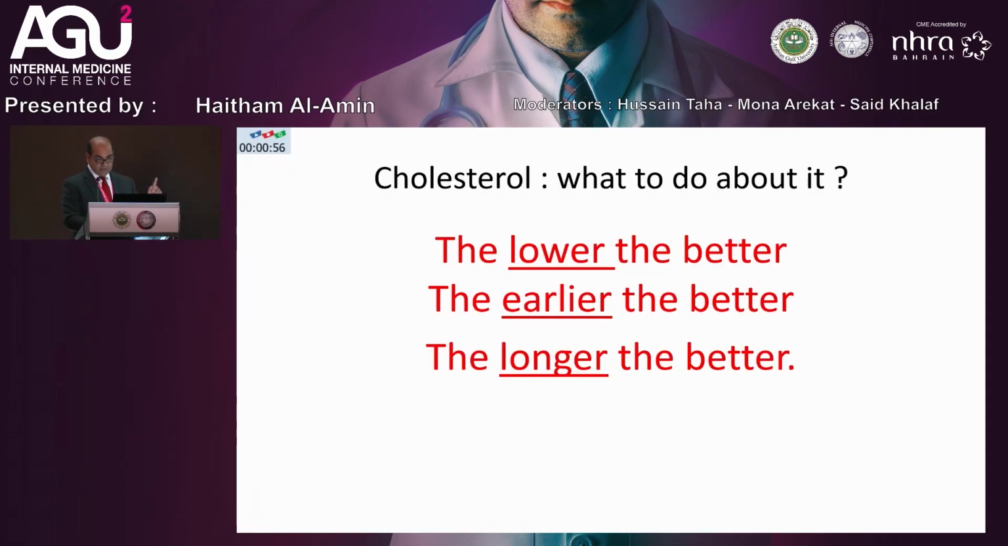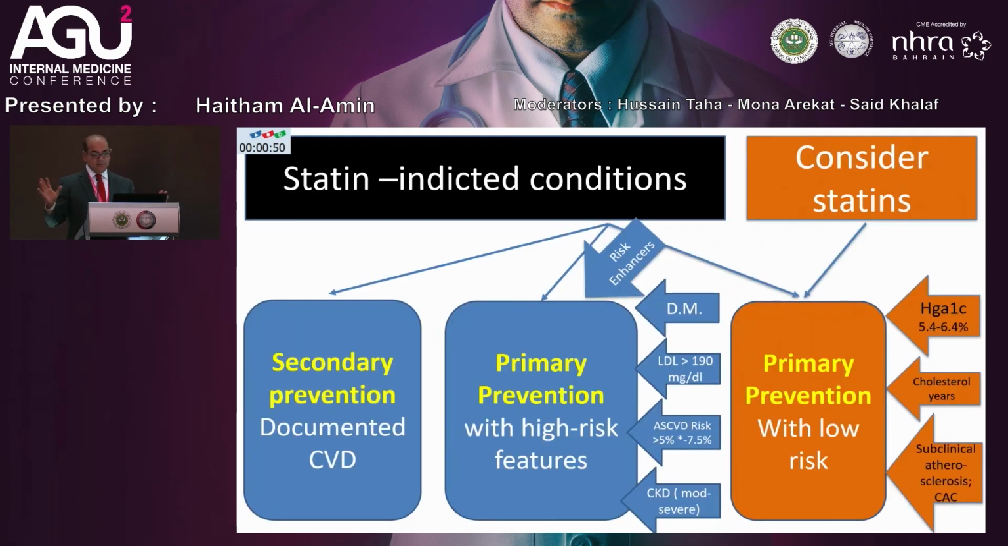Maybe I can just show you the very last. If you can just go back one, please, just back one, because I think this is the take-home message exactly. So I already showed you the whole paradigm here. I explained that, and then I said primary prevention with low risk: look at the hemoglobin A1C, look at the cholesterol years, and if you find subclinical atherosclerosis on carotid ultrasound or calcium score, consider statin therapy.